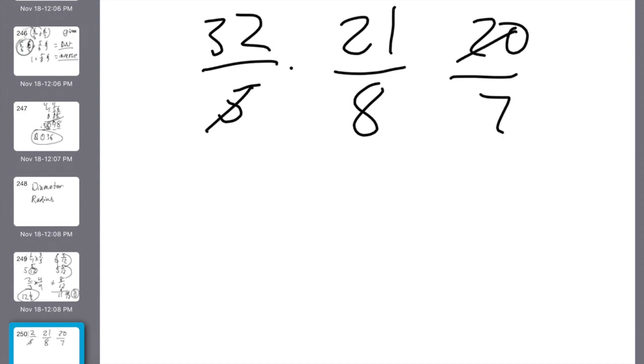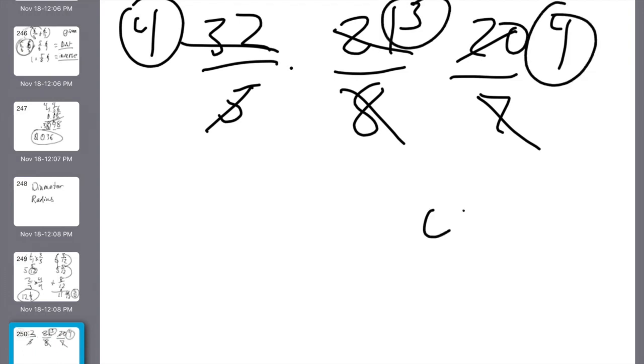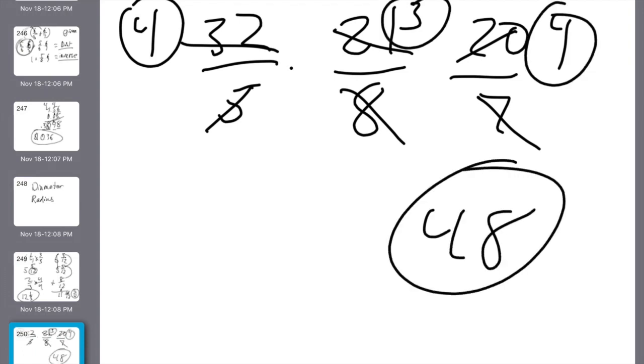Almost start canceling. 5 goes into 20 4 times. 7 goes into 21 3 times. 8 goes into 32 4 times. And I have 4 times 3 is 12, times 4 is 48. So you can see how, guys, when they make us do that, they cancel a lot of those things out.